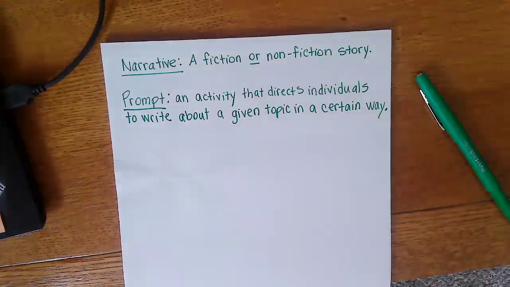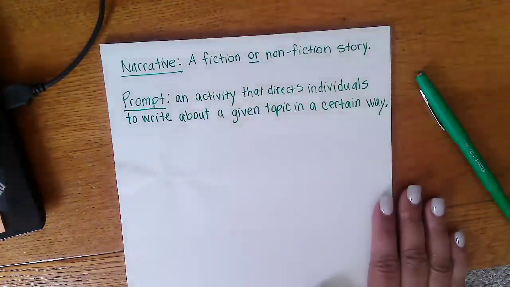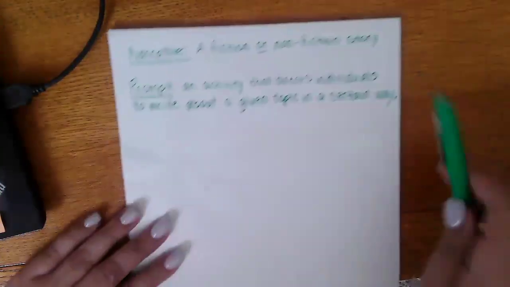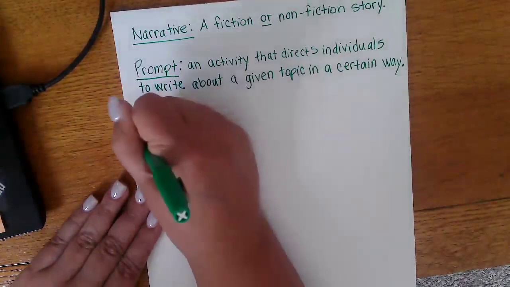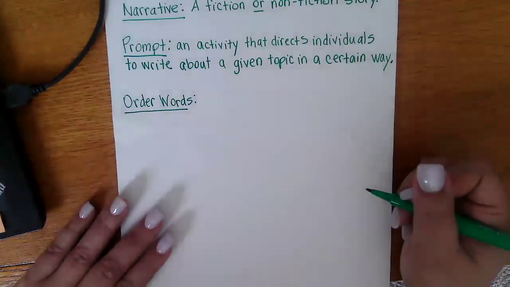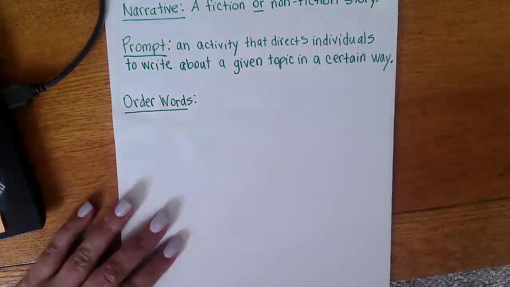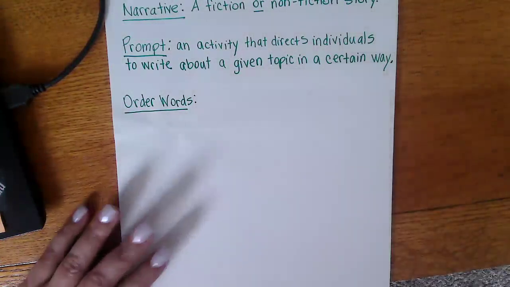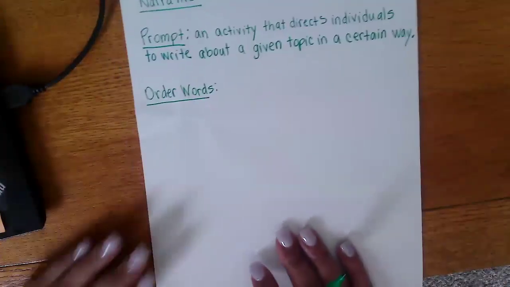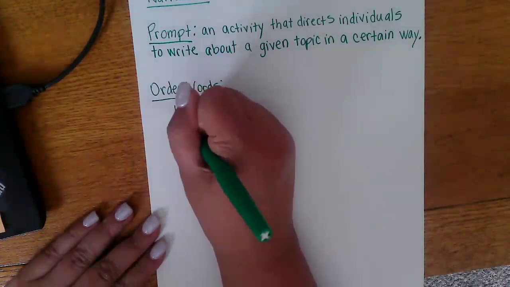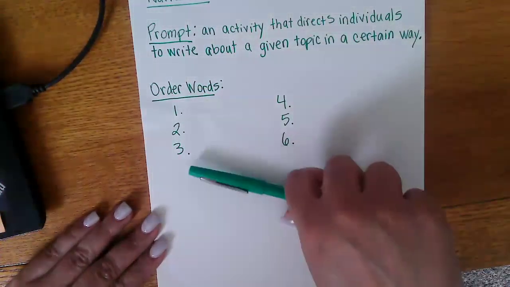So most narratives have a beginning, a middle, and an end. And when you see that, you're going to find a lot of order words. Let's go ahead and write order words. Now, when you were younger, you may have learned the very basic order words: first, next, last, finally, after, right? But you are now a little bit older. I think we should get some harder order words. So I'm going to ask you to pick six. One, two, three, four, five, six. Go ahead, copy.